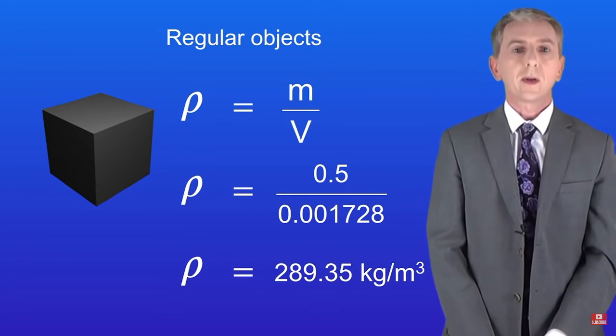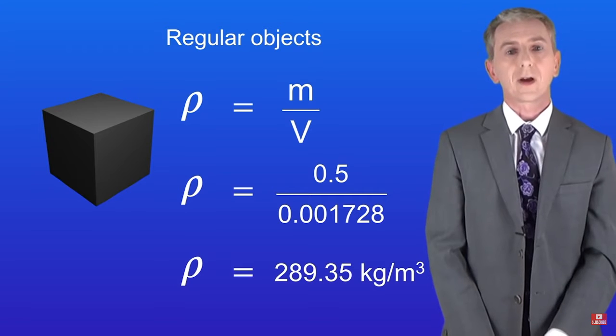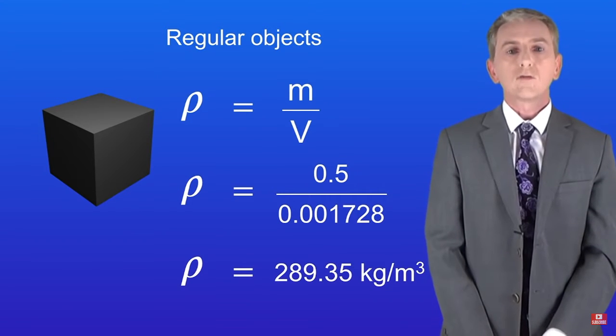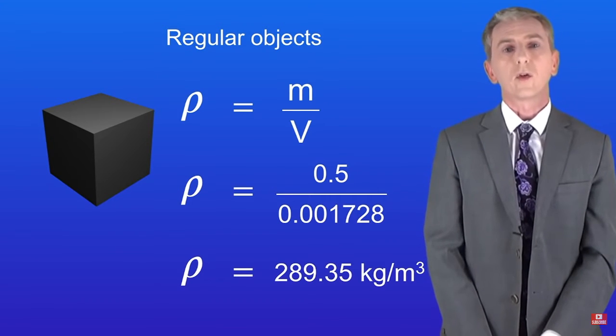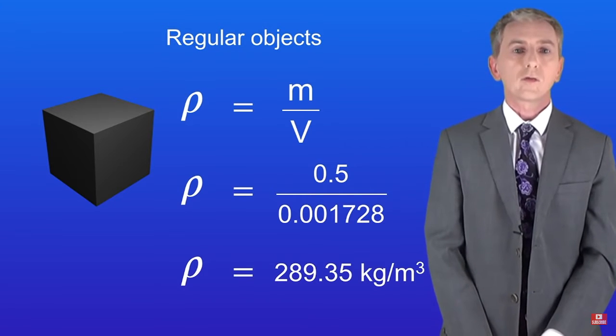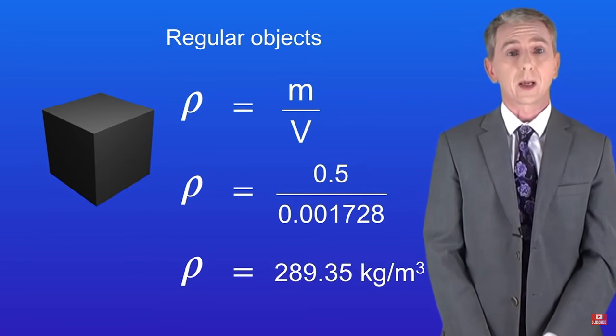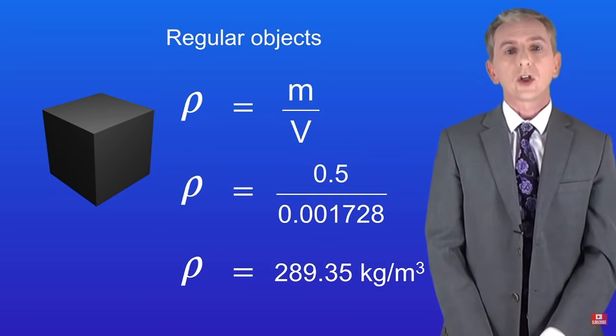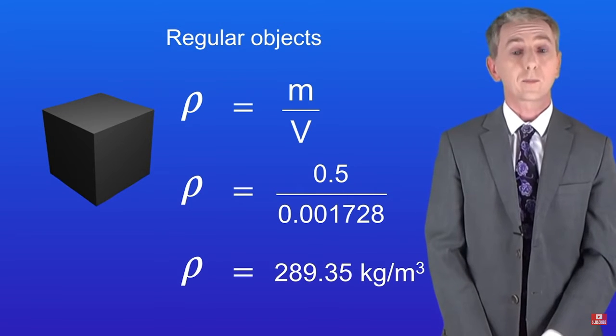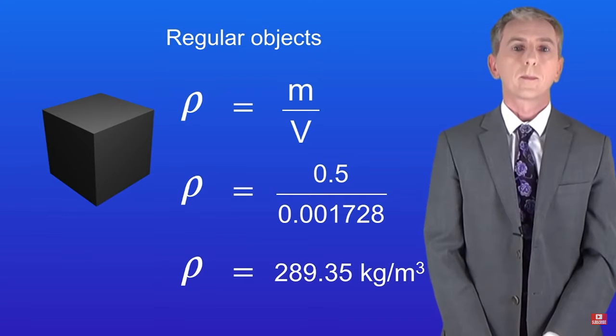So as you can see, determining the density of a regular object is relatively straightforward. But what about an irregular object, such as the vase we saw before? In the case of irregular objects, we cannot easily measure the dimensions. Instead, we determine the volume using a method called displacement. So let's look at this now.